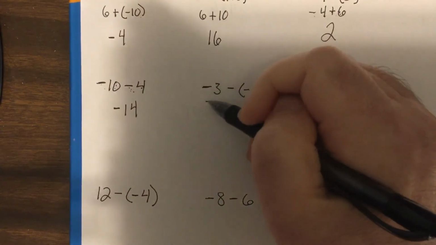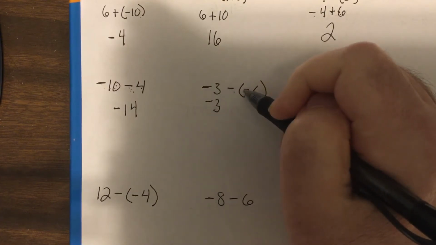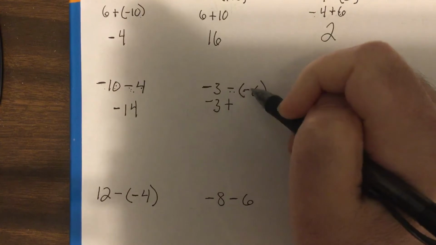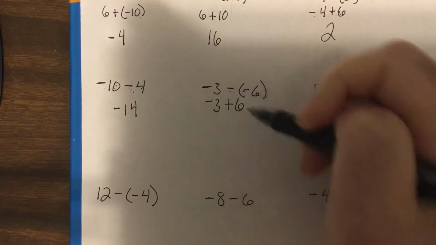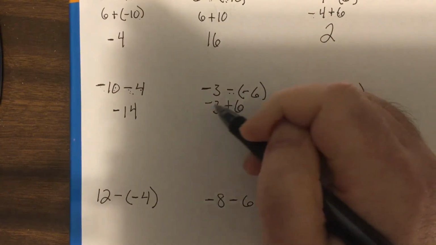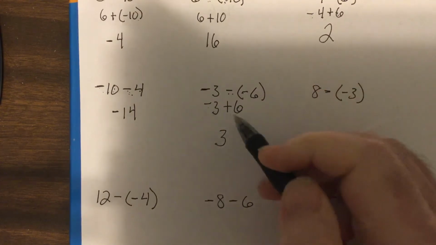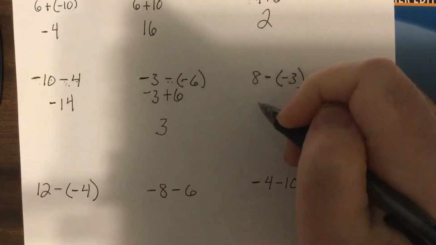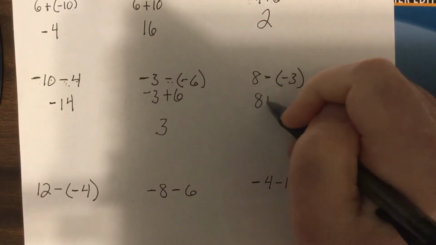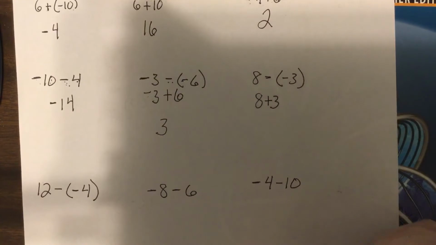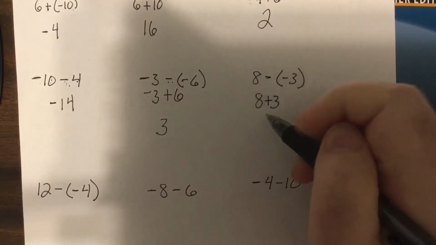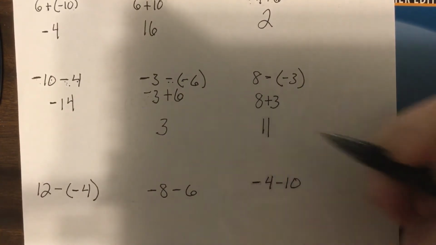So negative 3 minus a minus, you're taking away the negative or doing the opposite of taking away. So you're adding, 6 is bigger, so it would be 3. Positive because 6 is bigger. 8 minus a negative 3 would be 8 plus 3. Minus a minus, so it'd be 11.